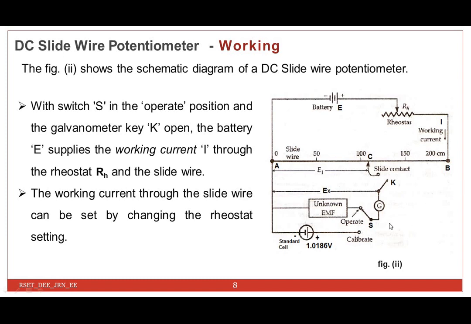When switch S is in the operate position and the galvanometer key is open, you are having only the primary circuit. The battery E supplies the working current I through the rheostat RH and the slide wire. The working current through the slide wire can be set by changing the rheostat setting. So, we are talking about the primary circuit. There is no connection over here, so only the primary circuit is active.